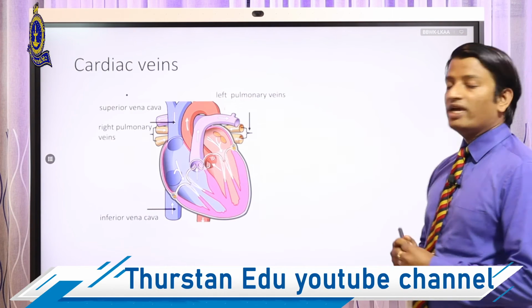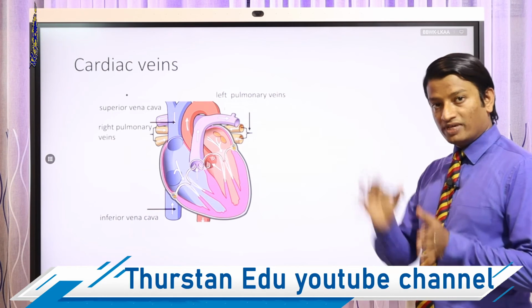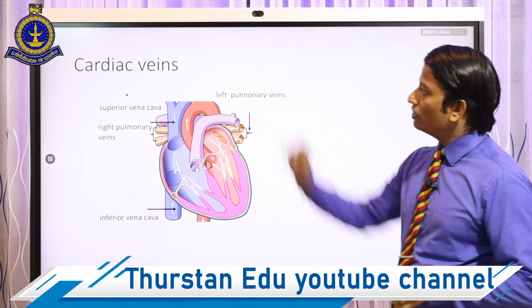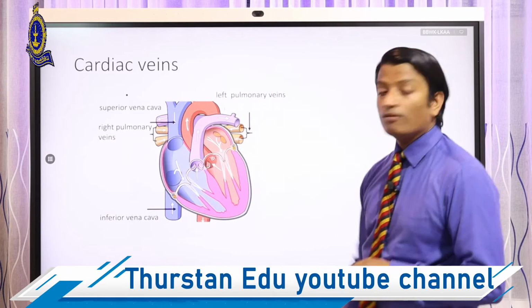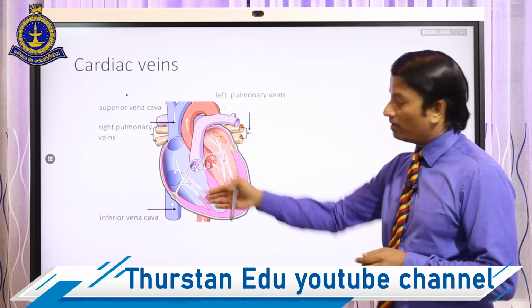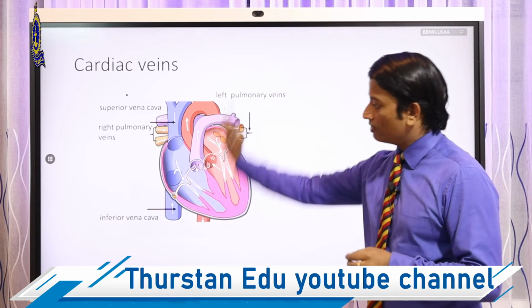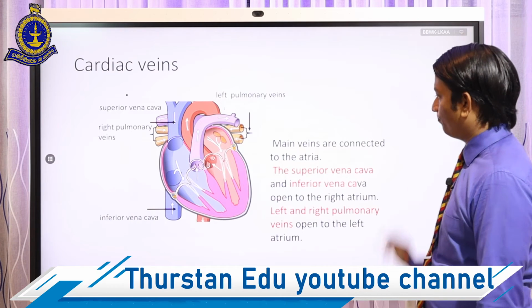Then cardiac veins. You studied before that veins are the blood vessels which carry blood towards the heart. There are 2 veins we can identify here. The first one is the superior vena cava, which carries blood from the upper part of the body, and the inferior vena cava, which carries blood from the lower part of the body.